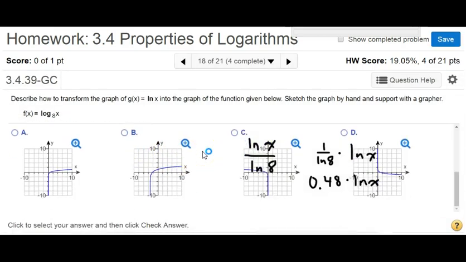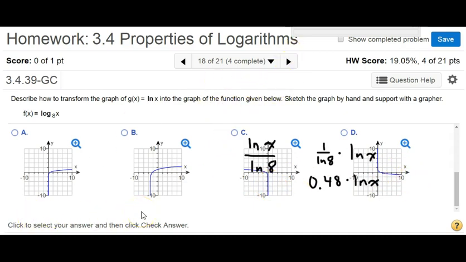Now the second part of the question is going to ask us which graph matches 0.48 times natural log of x. So first you'll want to remember what the natural log of x graph looks like. And it has one of these two approximate shapes. This is what would happen if you were reflecting it about the y-axis. And this is what would happen if you were reflecting it about the x-axis. But we don't have any reflections going on. So I'm going to ignore choice C and choice D in this case.